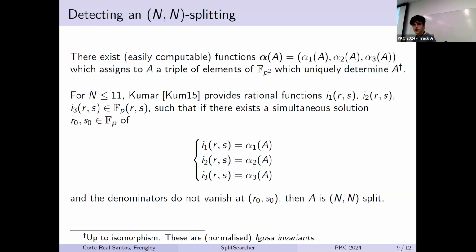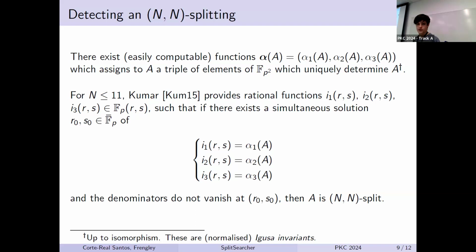So now the problem is reduced a little bit. It instead asks: maybe we can just find some R0 and S0 which solve this set of equations. The first equation being I1 is alpha 1, I2 is alpha 2, I3 is alpha 3, and alpha 1, alpha 2, and alpha 3 are just numbers that you can work out very explicitly and very quickly.